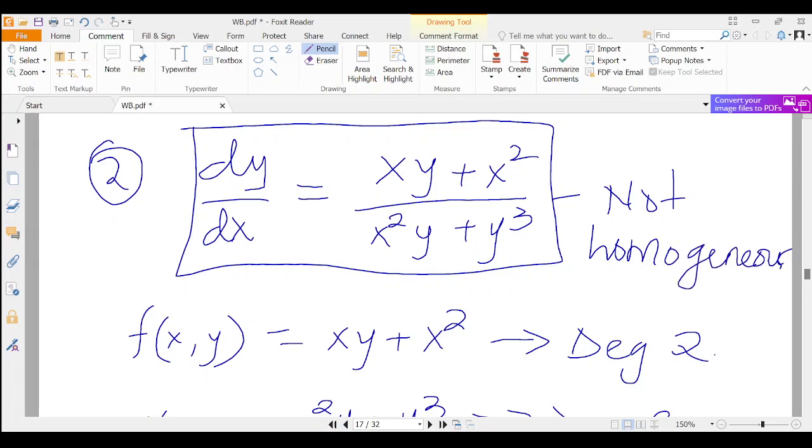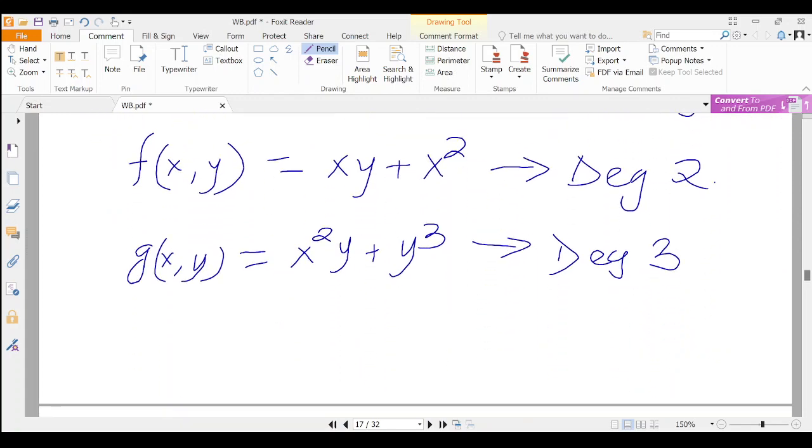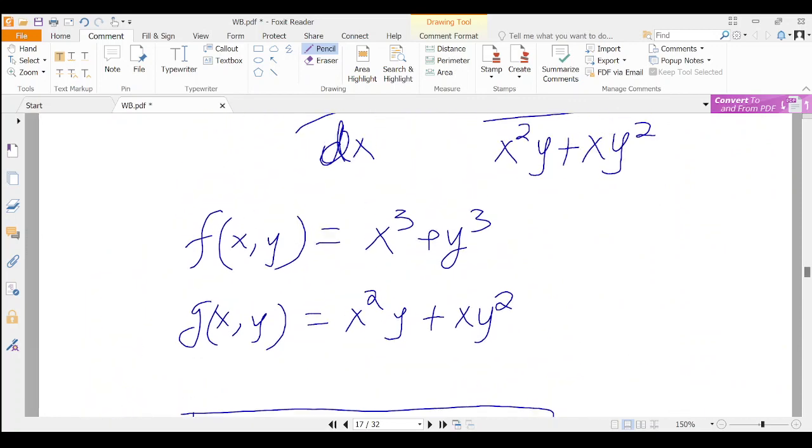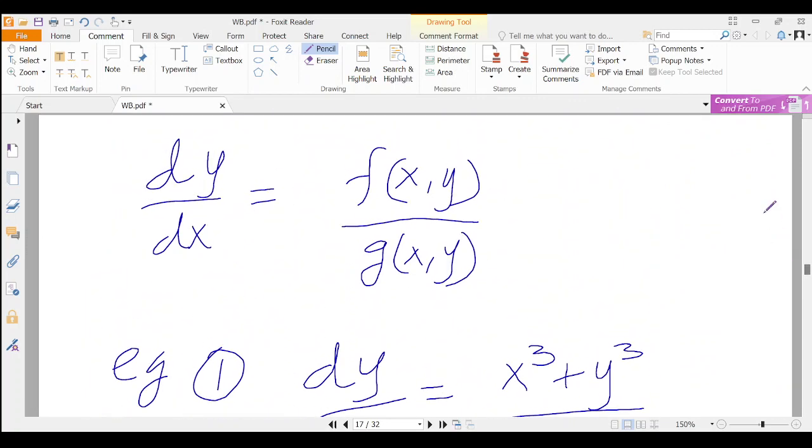So although the functions f and g are both homogeneous, because the degree is not the same, the differential equation is not homogeneous in this case. So as I said, we are going to consider the case where the differential equation takes this form, and both the functions f and g are homogeneous of the same degree. So the degree of the numerator must be equal to the degree of the denominator.